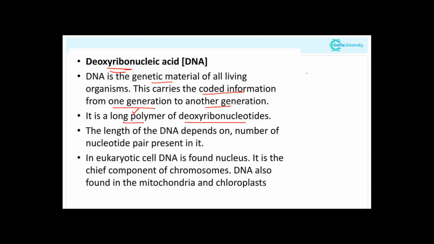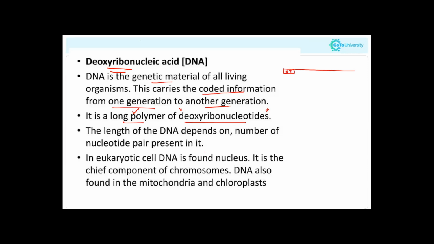For example, proteins are also polymers which are made up of amino acids. Similarly, carbohydrates like starch and glycogen are polysaccharides made up of monomeric units called monosaccharides. In a similar way, nucleic acids, for example DNA, consist of a polynucleotide chain of deoxyribonucleotides. The length of DNA depends on the number of nucleotide pairs present in it. So a DNA molecule has nucleotides as the subunit or monomeric unit.